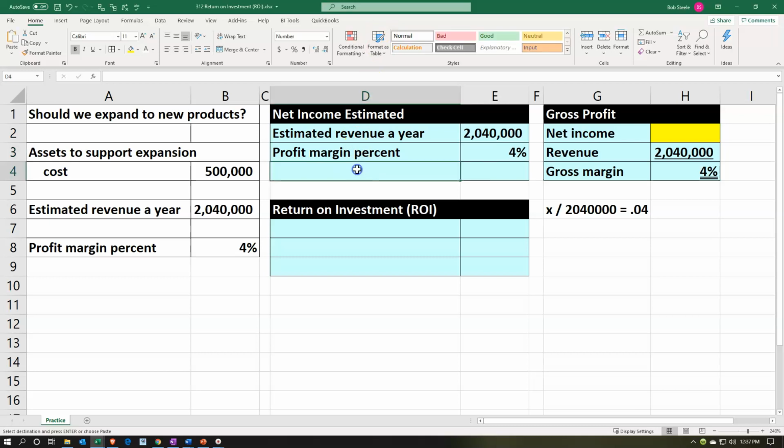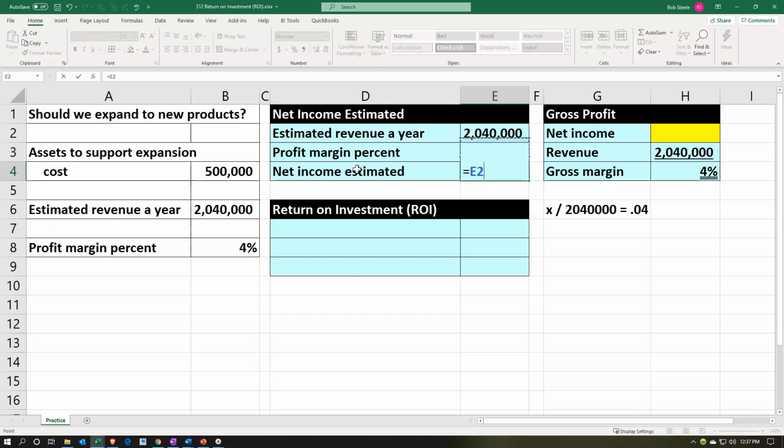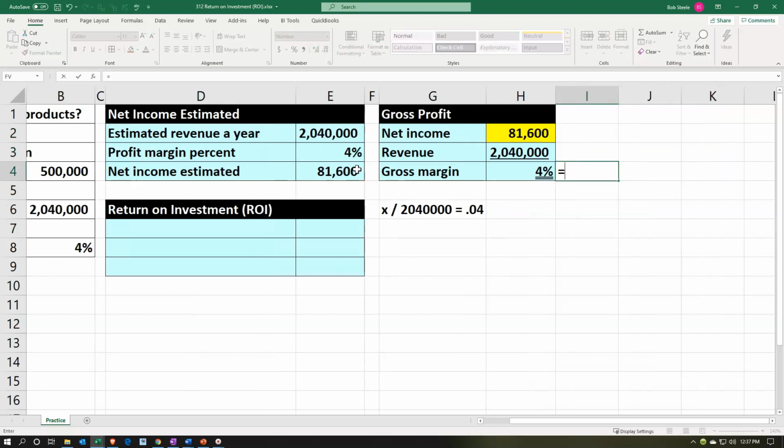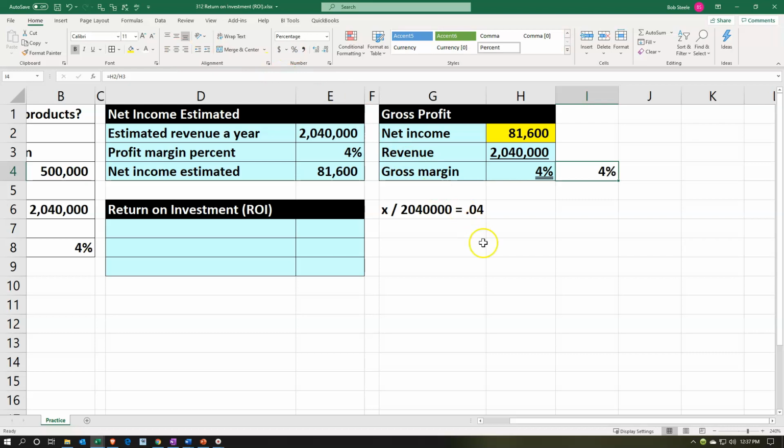So the estimated net income is going to be here, which is going to be equal to the $2,040,000 times the 4%, and that's going to be the 81.6. So the 81.6, which you can kind of prove this way. If this was then the 81.6, then we should be able to take this number divided by this number and get to that 4% once again.